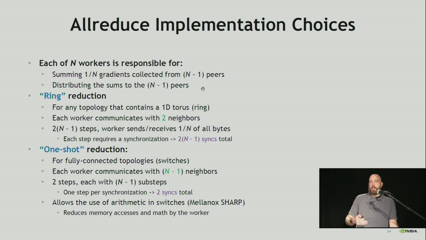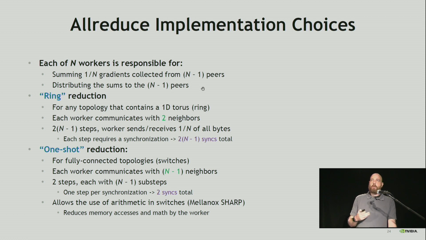So now each worker will communicate with all the n-1 peers. It will read their fraction of the gradients that they computed, sum it up, and then scatter it back out to them. So you effectively end up with 2 steps, even though each step has n-1 substeps. But you only need to synchronize once per step. So you only have 2 synchronizations versus 2 times n-1 synchronizations for the ring reduction. So that does help with some of the overheads involved in training at scale.